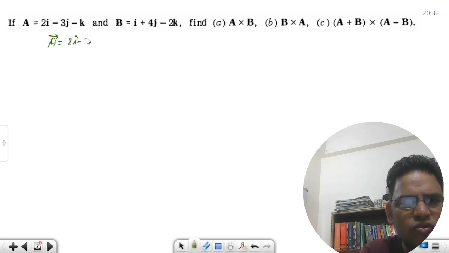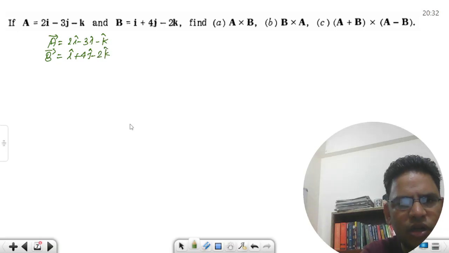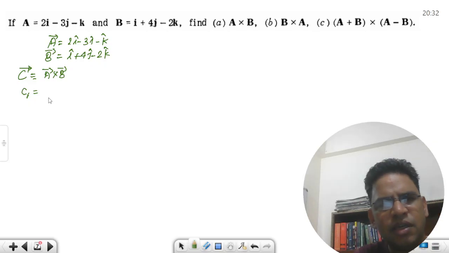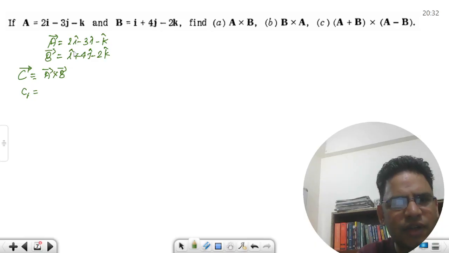The a vector is 2i minus 3j minus k cap. This b vector is i plus 4j minus 2k cap. Let's define this C vector by definition as A cross B. So how am I going to get the first component C1? C1 is going to be A2 B3: 3 times 2 is 6, minus minus becomes plus 6. So this is going to be plus 10 i cap.